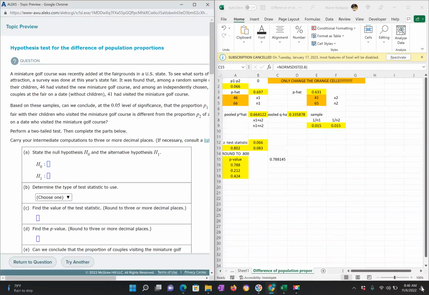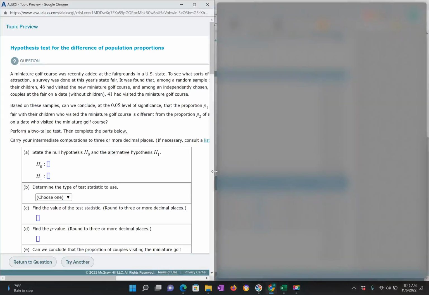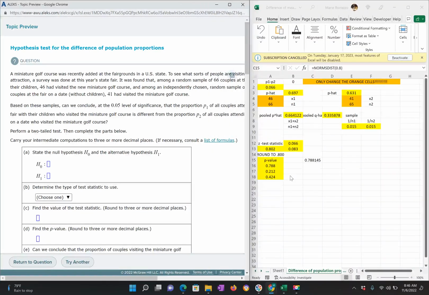What I want you to do is to pay note or attention to the fact that I'm asking you to only change the orange cells. They're right here. You can see them. Basically the p hat 1, p hat 2, that's the only thing I'm asking you to change.